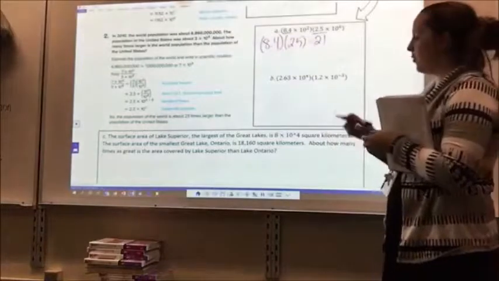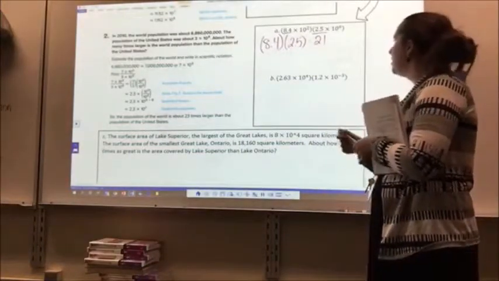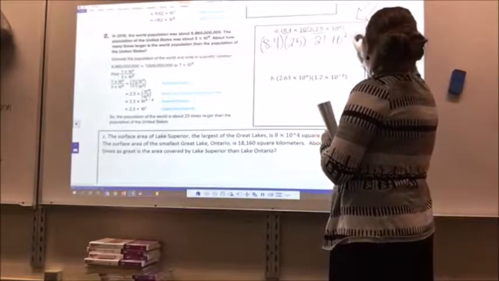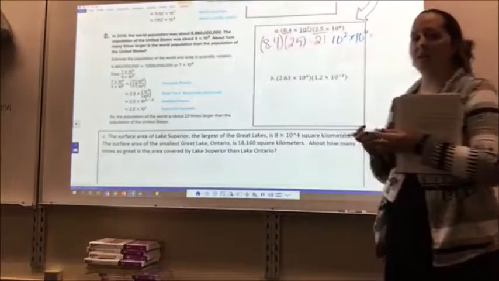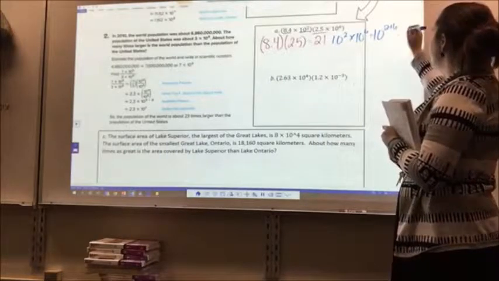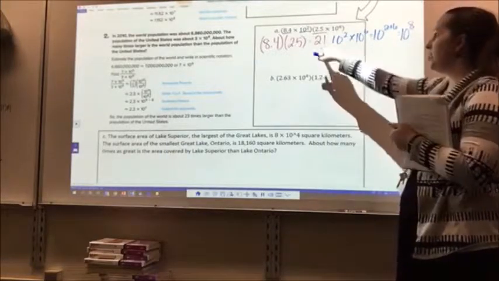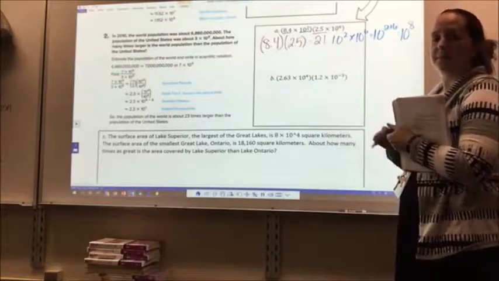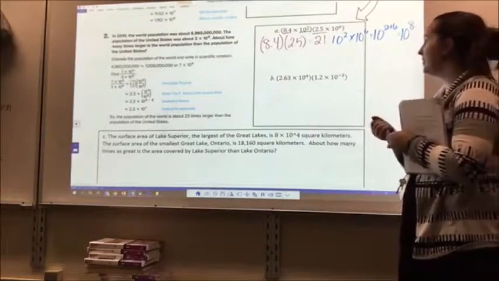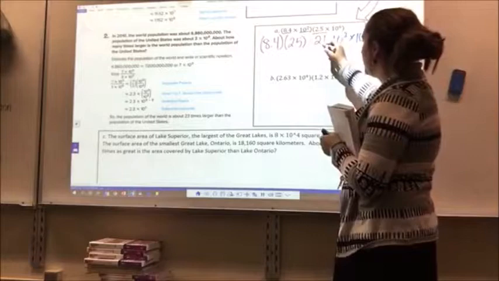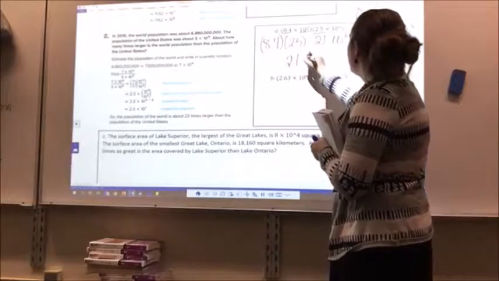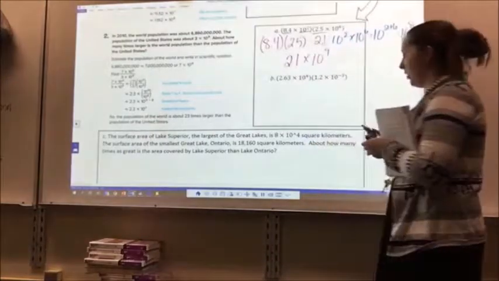Then I want to focus on my exponents. I have 10 squared times 10 to the 6th. Well, I can use my power of powers here, so I just have to add the exponents, which is 2 plus 6, so I get 10 to the 8th. Now, 21 isn't written as a scientific notation number. I can't use 21 because it's not between 1 and 10. So I need to move a decimal over, so I need to add 1 to my 8. So my final answer is going to be 2.1 times 10 to the 9th power.